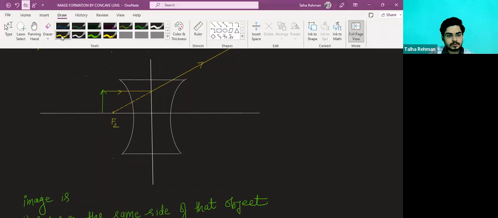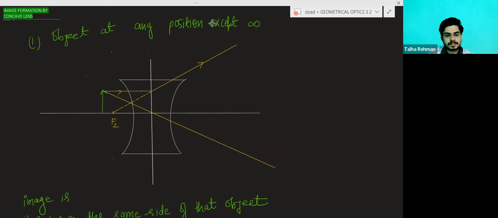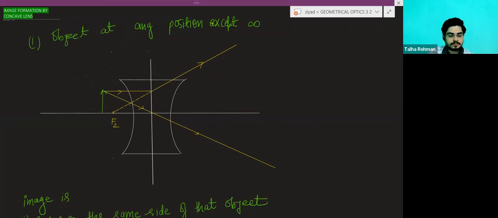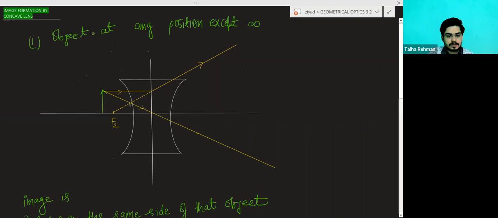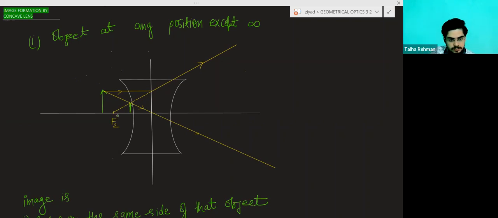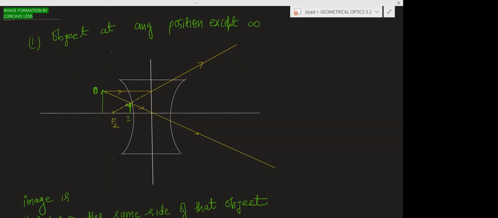Now another ray from the object I'm taking like this, passing from the optical center, and it will pass straight. Somewhere here the image will form. Here the image is formed between the optical center and the focus. So basically, this is not that accurate, but this is the object. This is the image. I for image.